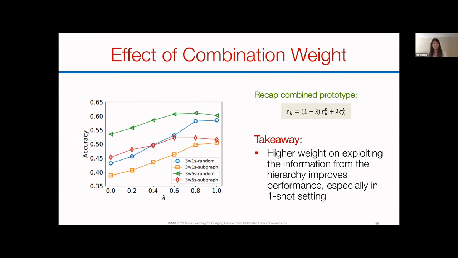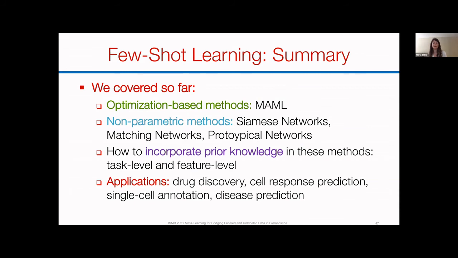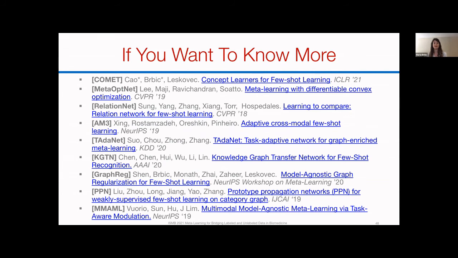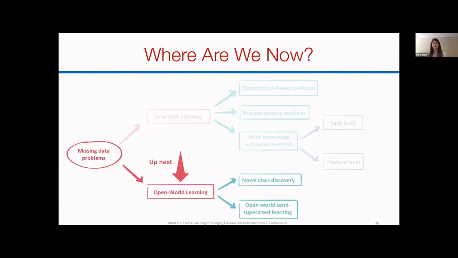So far we covered few-shot learning methods. We introduced the few-shot learning problem, explained the concept of metalearning, and covered two classes of these methods, optimization-based and non-parametric methods. We've seen applications of these methods for drug discovery, cell response prediction, single cell annotation, and disease prediction. If you want more, here are the references for the methods mentioned. We covered all the few-shot learning topics, and next we will cover open world learning and see how we can learn to generalize without any labeled examples.